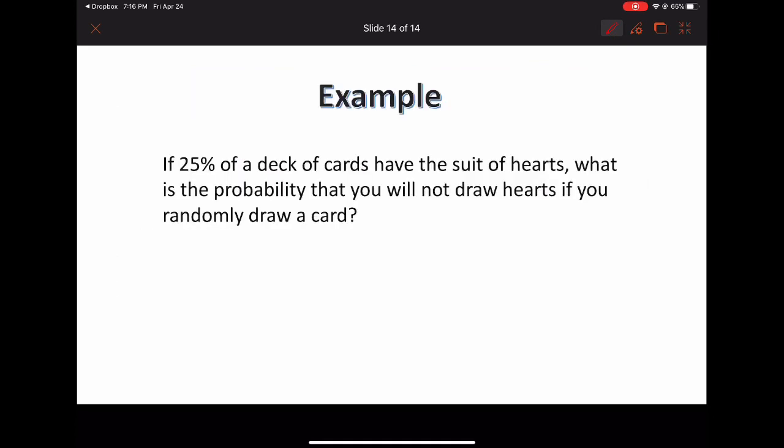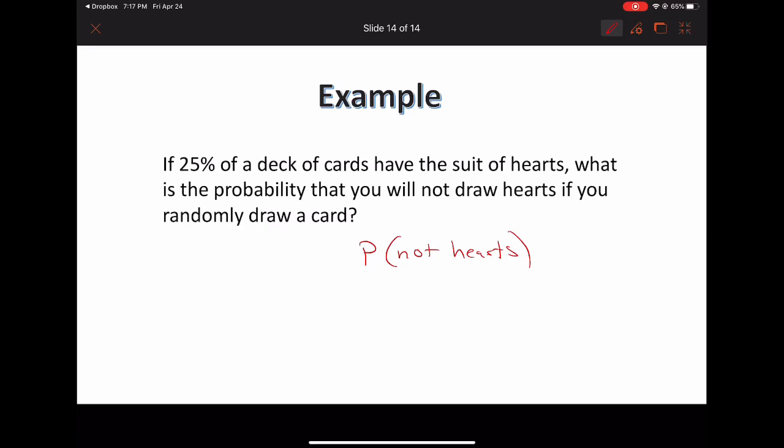Final problem, and I want you to figure this out on your own. If 25% of a deck of cards have the suit of hearts, what is the probability you will not draw hearts if you randomly draw a card? The probability of not hearts. So go ahead and pause it, figure that out, and come back.